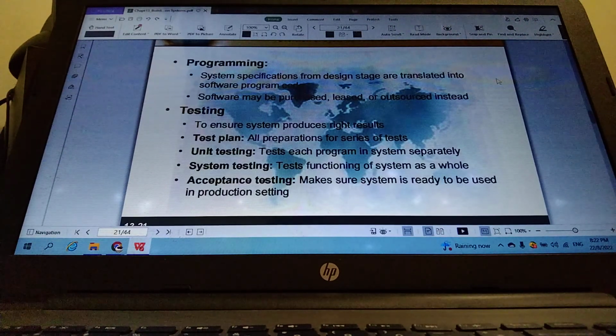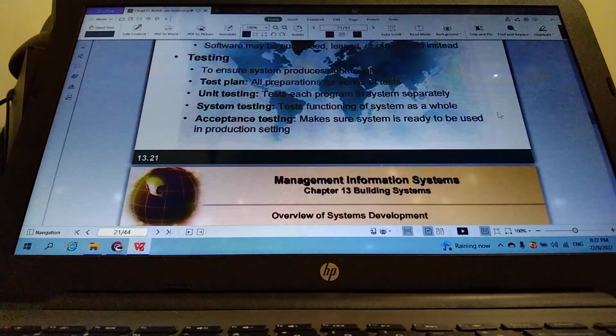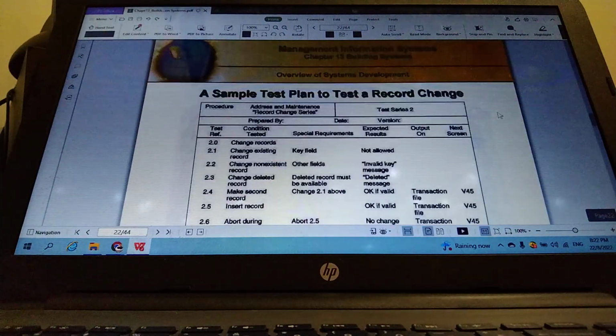Make sure the system is ready to be used in a production setting, and then approval and proper documentation, trainings and so on need to be prepared as well in order to make sure testing is completely carried out.